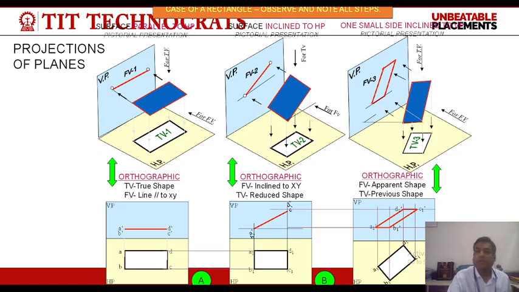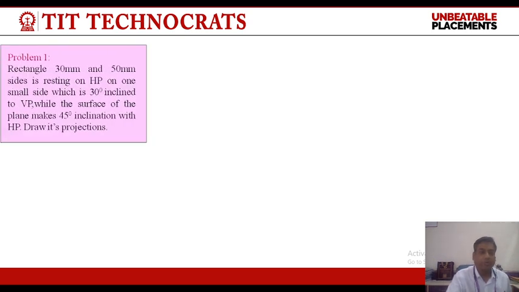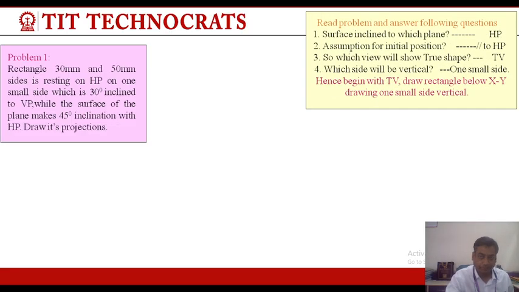So we will understand case 3 by using a problem. I have taken one problem of a similar rectangle. The problem is: a rectangle having sides 30 mm and 50 mm is resting on HP on one of its smaller sides, which is inclined at 30 degrees to the VP, while the surface of the plane makes an angle of 45 degrees with the HP. Draw its projection.